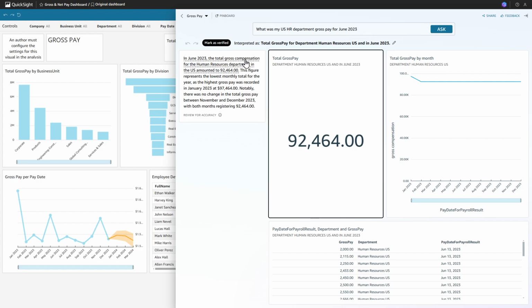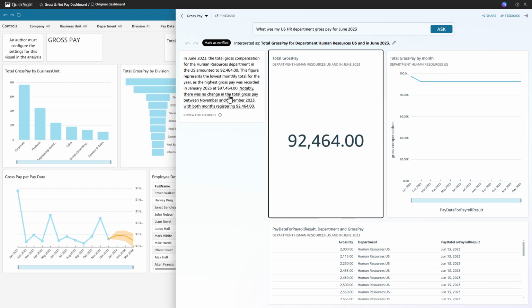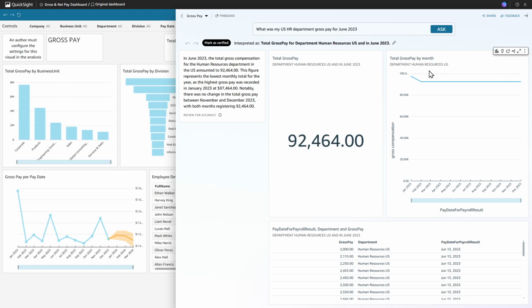In June, the total gross for HR department in the US was this, but it now gives me details. This figure represents the lower monthly total for the year, and the highest one was in January, and it was this amount, and there was no change between these amounts both months. And now it also gives me the chart. So if I don't want to just see June, I can see kind of how it sees the different amounts over here. Right there, and it's more details right here.